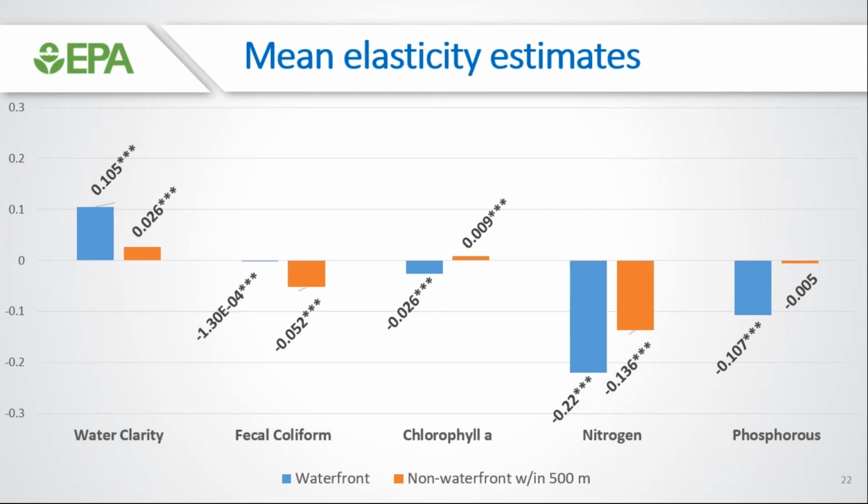Some unexpected results. We have a strong non-waterfront effect with fecal coliform compared to the waterfront. We have a positive non-waterfront effect with chlorophyll A. We also have an insignificant mean for non-waterfront homes and phosphorus. There's no asterisks. In any case, that's what the literature shows, and we can use these weighted means for the unit value transfers. Next slide.